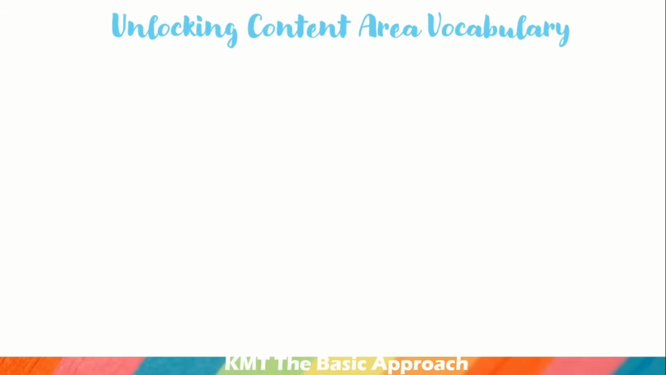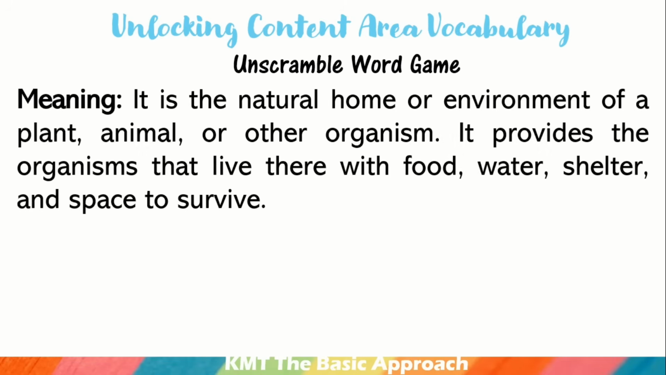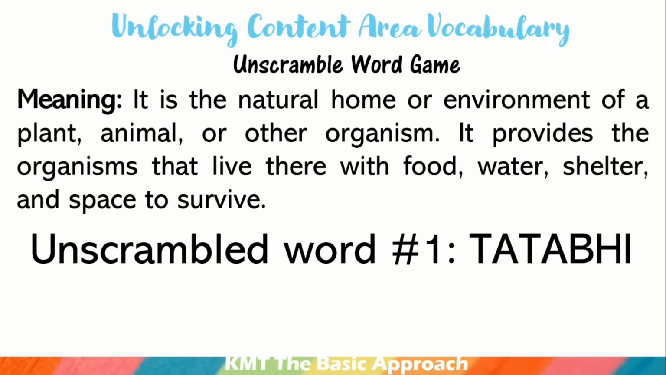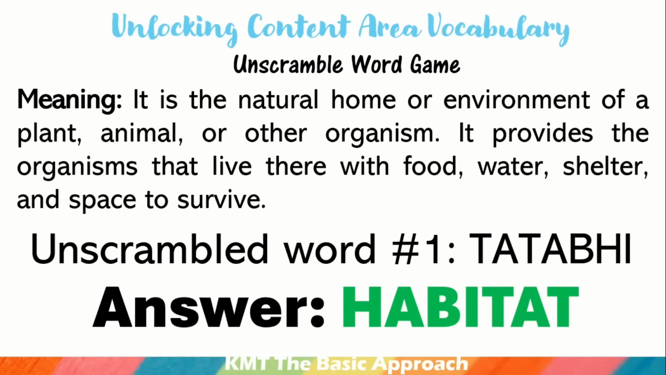Unlocking content area vocabulary. Unscramble word game. Are you ready? Let's begin. Number 1. Meaning. It is the natural home or environment of a plant, animal, or other organism. It provides the organisms that live there with food, water, shelter, and space to survive. Unscramble word number 1. What is the correct answer? Great! The correct answer is habitat.